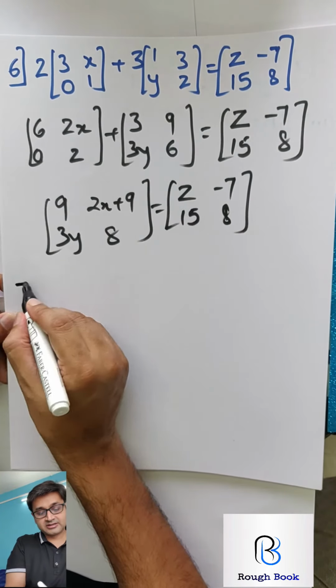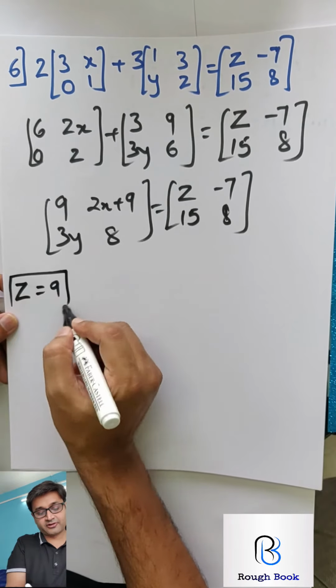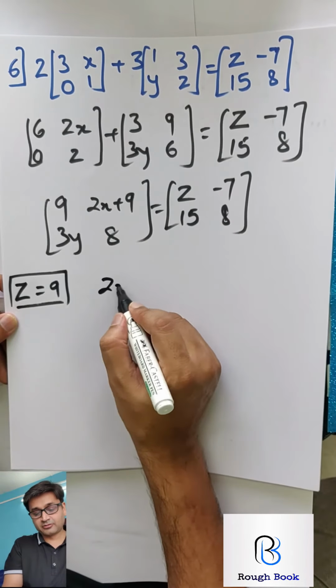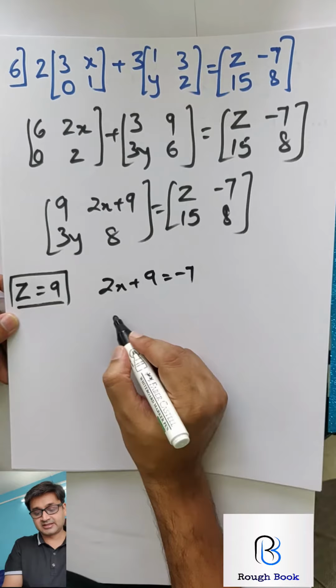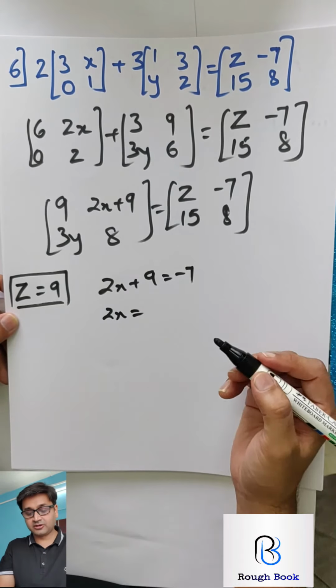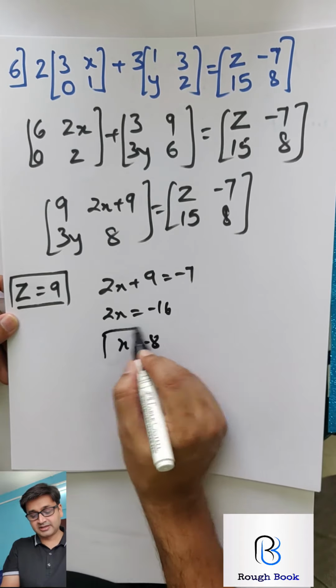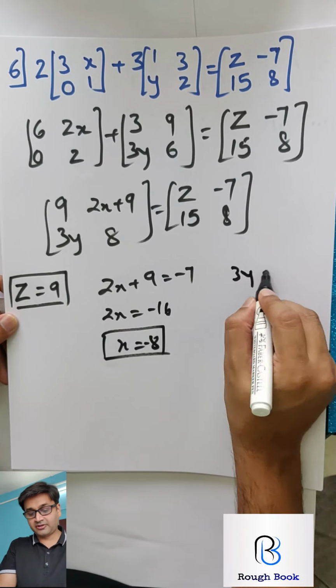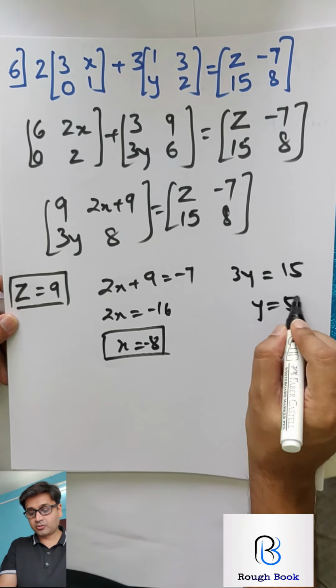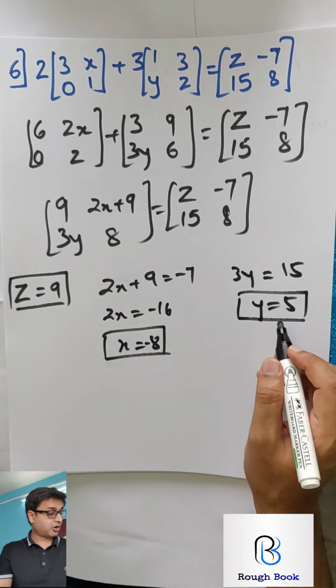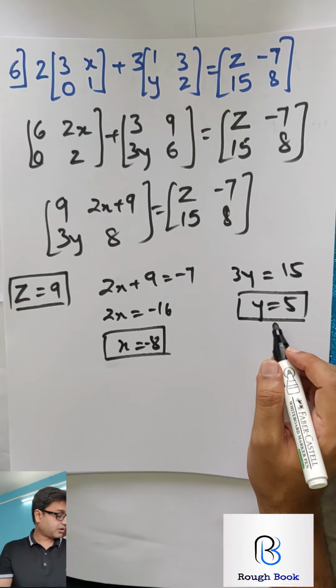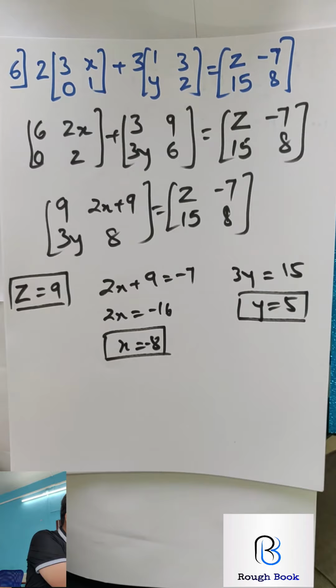Let's see who gets it correct. So I get z straight away as 9, the first answer. For the second one, 2x plus 9 minus 7. So minus 9 goes on that side. So minus 16. So x becomes minus 8. And 3y equals to 15, so y is equal to 5. How many got all these answers correct? Wow, if you got it correct, I'm really impressed.